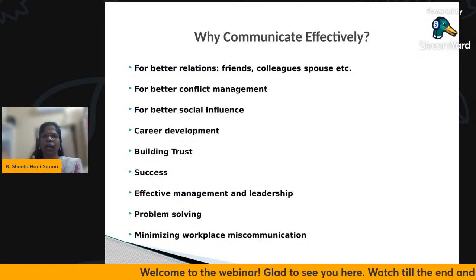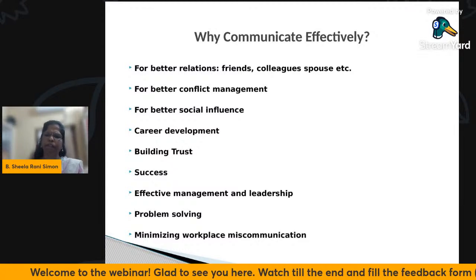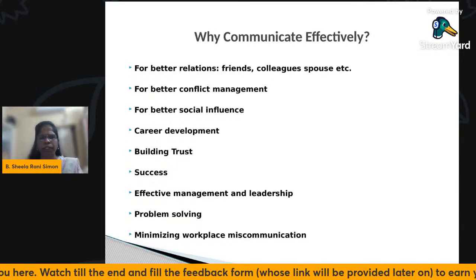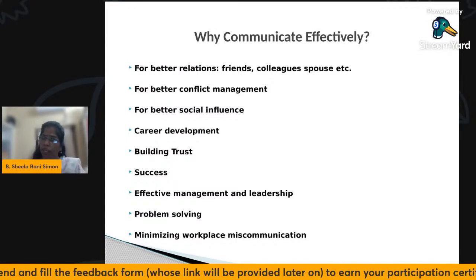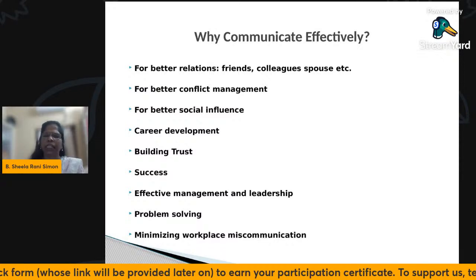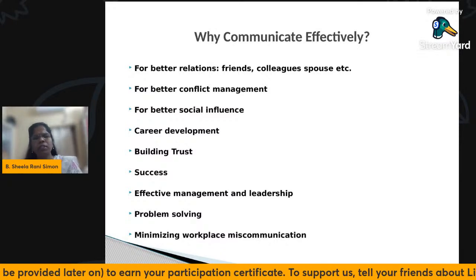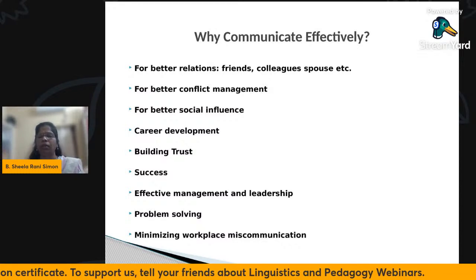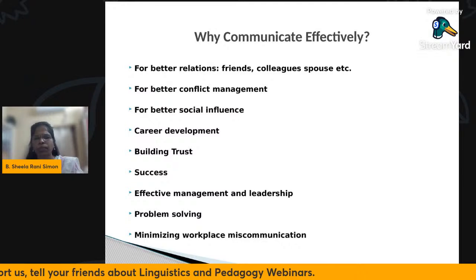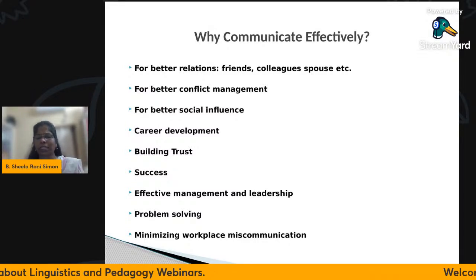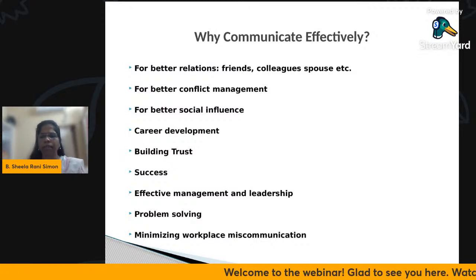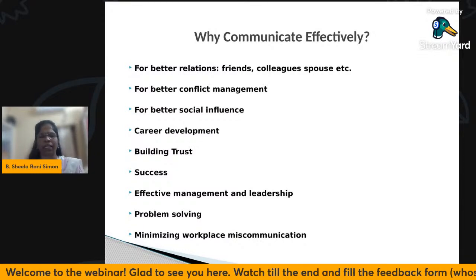Communication, on the other hand, if it is ineffective, then it leads to miscommunication. I hope this is very clear. If we do not communicate effectively, then there is a scope for miscommunication to occur, and miscommunication can ruin all what I have said: ruin relationships, ruin career prospects, ruin success, ruin your leadership qualities. So I would say these are the outcomes or the result of being an effective communicator.